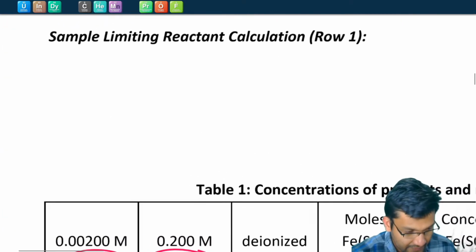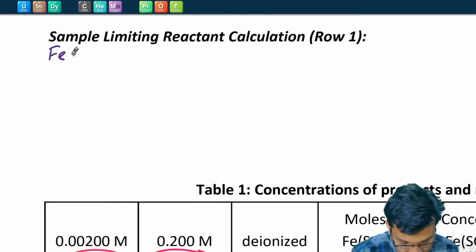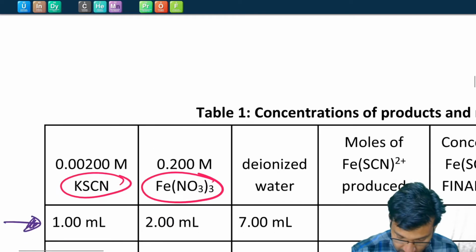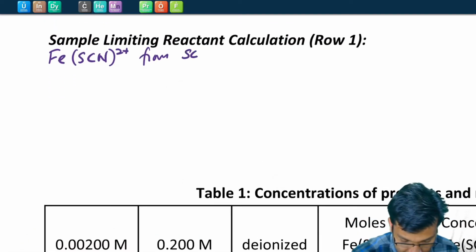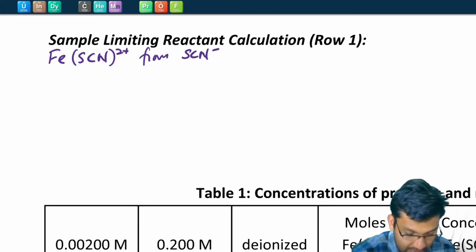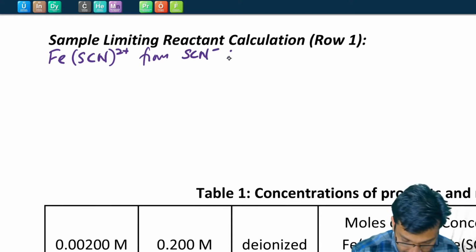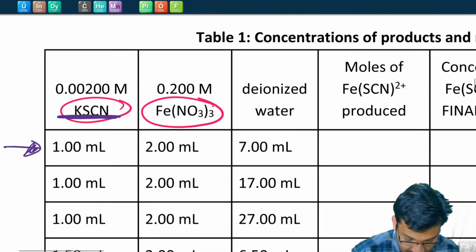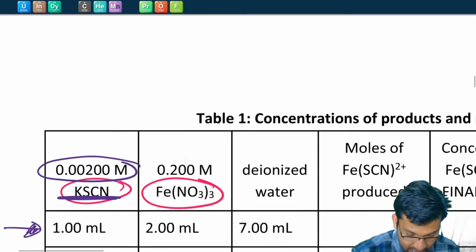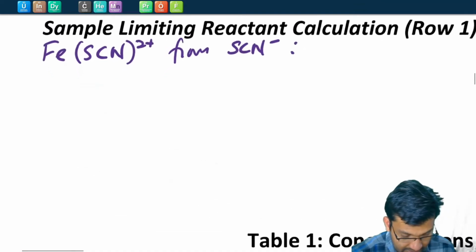Okay, so let's figure out how much of our product that we are interested in comes from, let's use the first one, this KSCN. SCN minus is the ion that we're really interested in. So in this example that I'm setting up for you, we're starting with 2 mL, and the concentration that we're starting with is 0.00200 molar. So let's set that up.